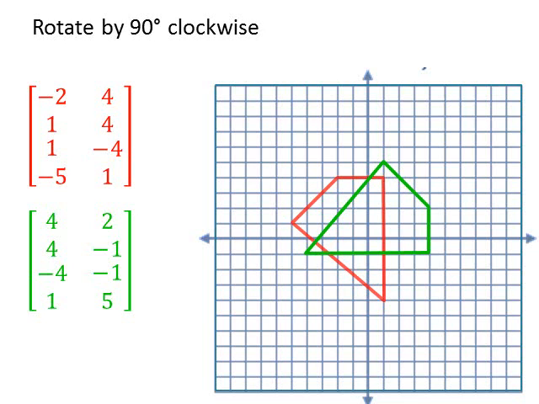And now I can look at the two matrices and compare them. Clearly the x and the y coordinates are switched again. But after I switched them, I multiplied the second column by -1. The -2 becomes 2, 1 becomes -1, 1 becomes -1, and -5 becomes 5. So in order to get a 90-degree clockwise rotation, you first have to switch the x and y coordinates, and then you have to multiply the y coordinates by -1.